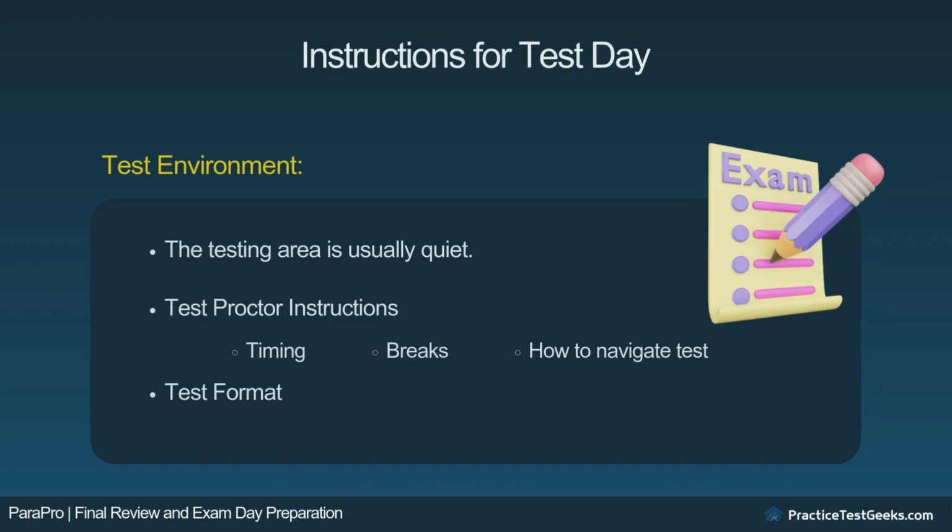Test format. The ParaPro assessment test is a computer-based test with 90 multiple-choice questions. You will have 90 minutes to complete the test. Math, reading, writing. Expect questions based on the content areas you've studied in the course, such as reading comprehension, basic math skills, and general knowledge about educational practices.